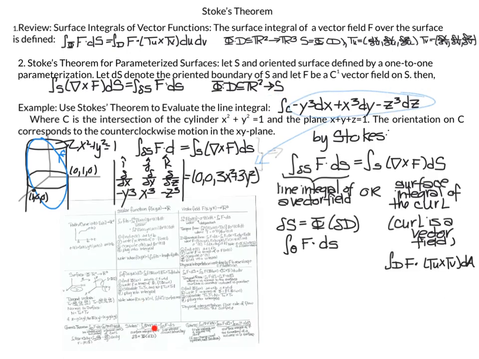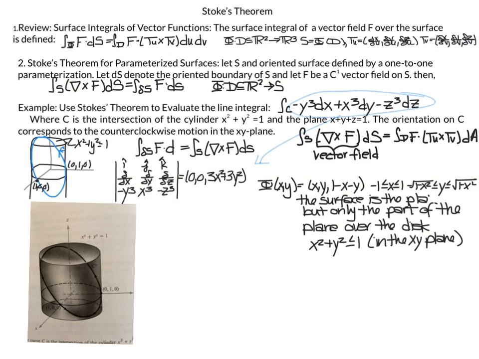Just to see where we are on our summary sheet, what Stokes' theorem says is we can either take a line integral over the boundary of a surface, and the boundary of a surface is found by mapping the boundary of the domain, or instead of this line integral around the boundary, we can take a surface integral of the curl. The next step is to parameterize our surface.